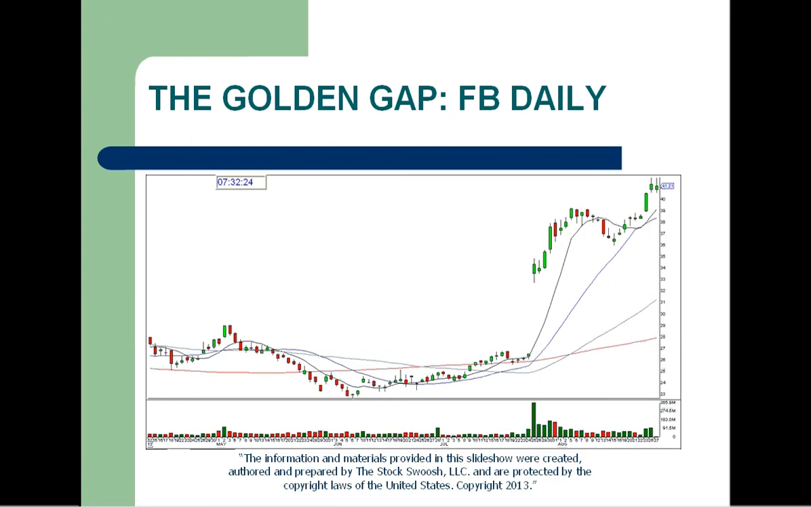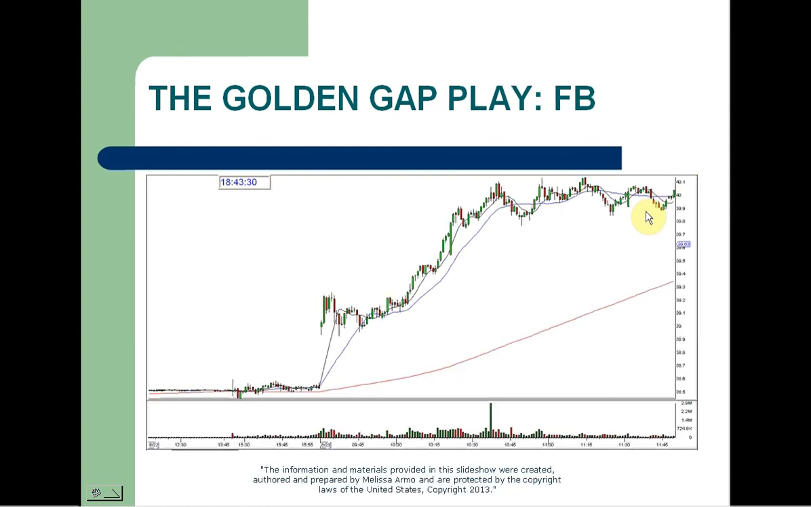So here's the Facebook. Let's take a look at this. This was Facebook Golden Gap back from July. And it has continued to rally. And guess what? Did another gap here in August. And it was a beautiful, fat, big green bar. So it was August 23rd, and Facebook gapped up. Doesn't look like much, but it is an amazing continuation of the original gap.